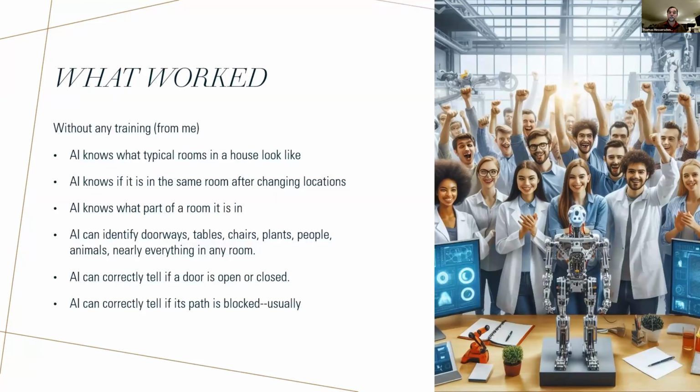AI, and I'm talking about ChatGPT Omni, O for Omni, knows what a typical room looks like in a house. It knows the kitchen from the living room, from the dining room, from the bedroom, from the foyer, or foyer, if you might. It knows if it's in the same room after changing locations. It knows what part of the room it's in. It can identify many more objects than any other AI ever could.